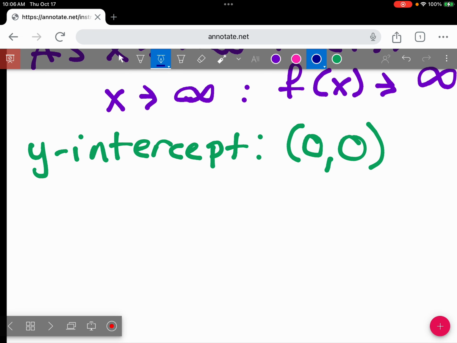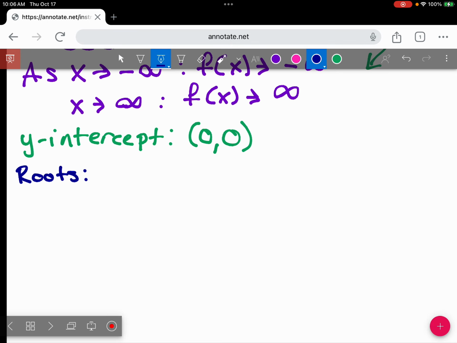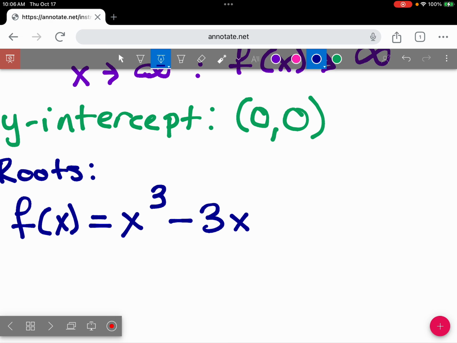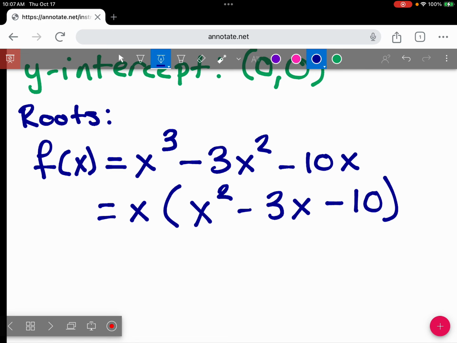Because that's the next thing we need to find so we can do our sketch here: we need to see if we can figure out where our roots are. So the way we're going to do that is we're going to look at our function, our f of x. I'm just bringing it down here so I can work with it. My x cubed minus 3x squared minus 10x. And what could I do if I wanted to find the roots here? Factor. I've got a GCF here of what? X. So that's going to leave me with x squared minus 3x minus 10.